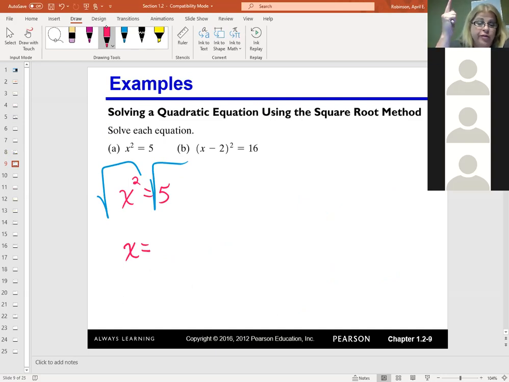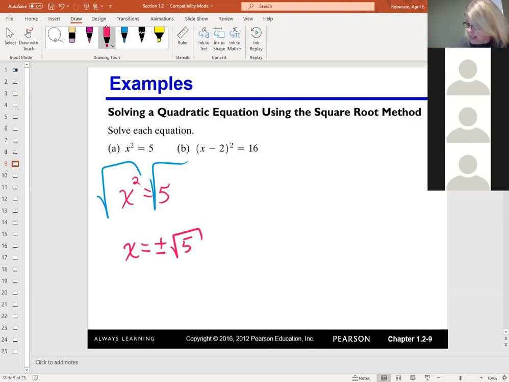5 is not a perfect square. And if I try to plug it in on my calculator, I'm going to get a decimal. My MyMathLab may simply say, leave your answer as a simplified radical. If it wants a decimal, they'll have to tell you to round off. So you still have to put plus or minus the square root of 5. I can leave it like that.